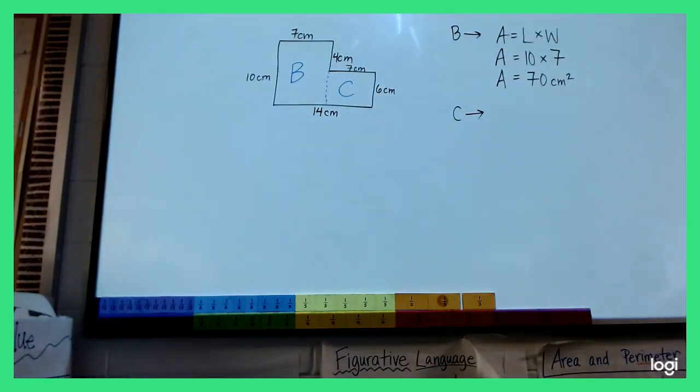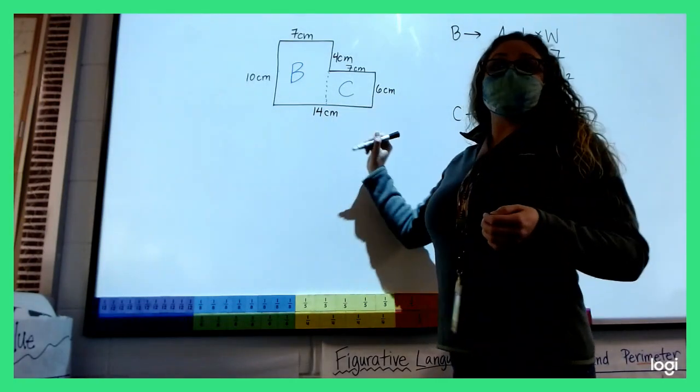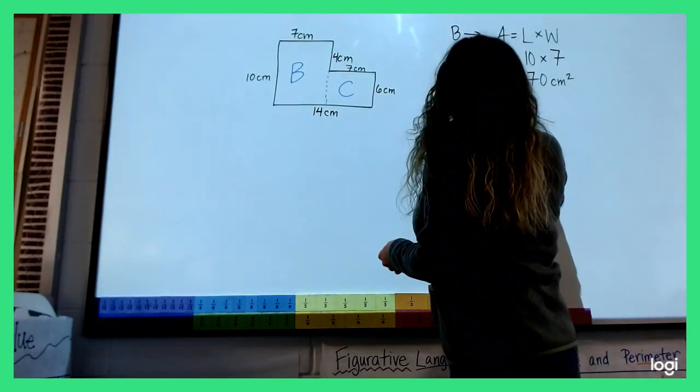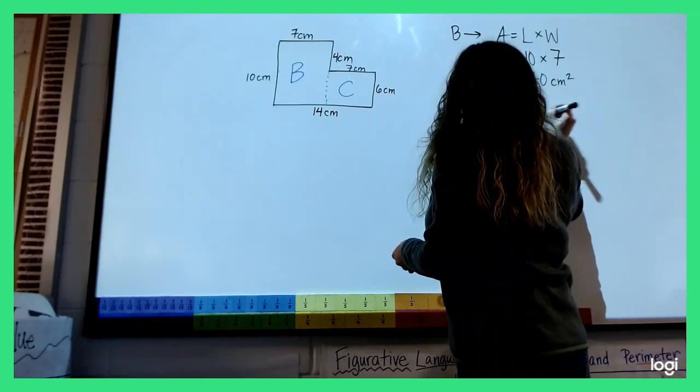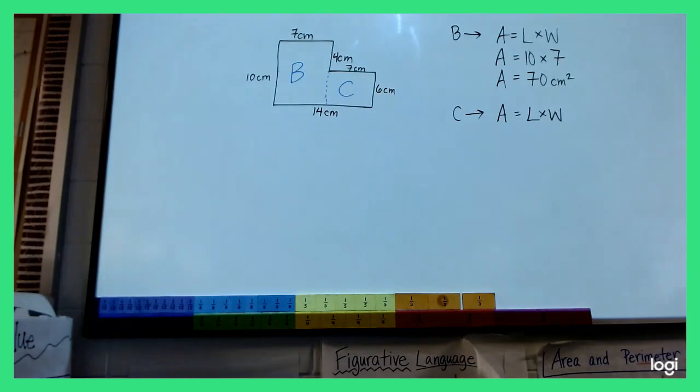Any questions so far? That's basically what we've been doing for 2 weeks, right? The only thing different now is we have to do 2 areas and then add them up. So go ahead, write your equation again. Area equals L times W. And now we look at shape C.